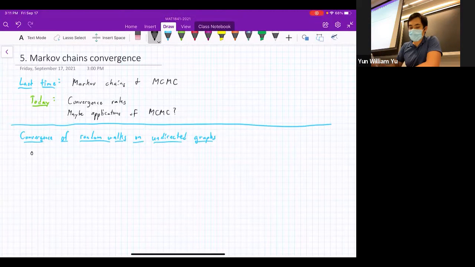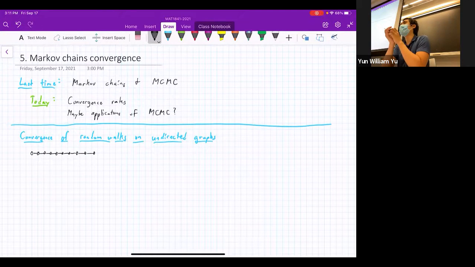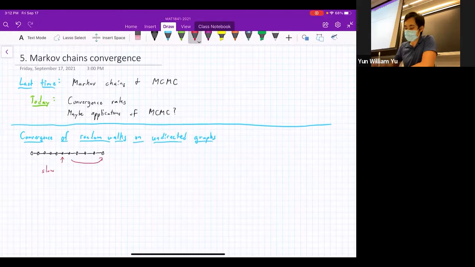Let's start by just giving a couple graphs. So this is an undirected graph with a bunch of nodes linked together in a line. Does anyone want to go ahead and give a guess as to whether or not the random walk on this graph will converge quickly or slowly? Yeah, slowly, because if you start with a random walker here, it's going to take a very long time to get all the way to the end. And so this has slow convergence.